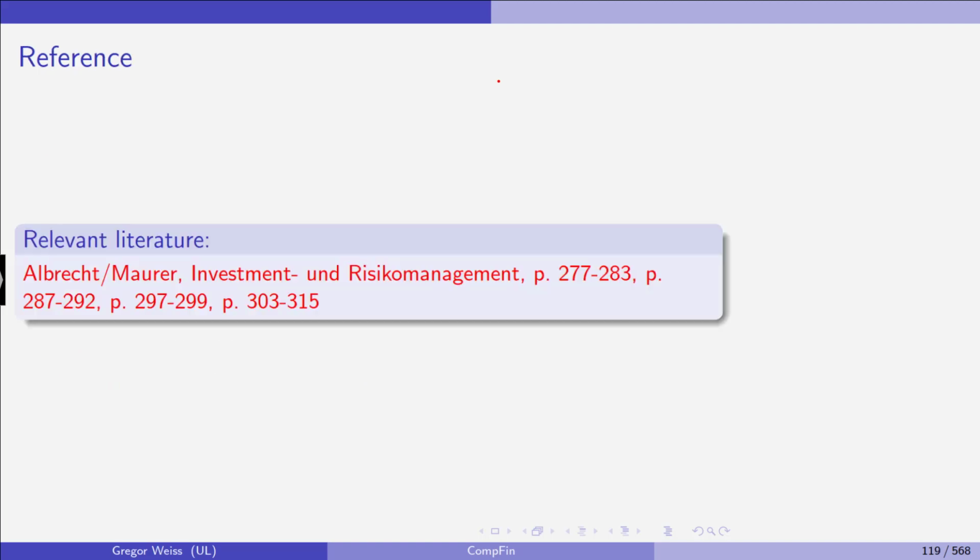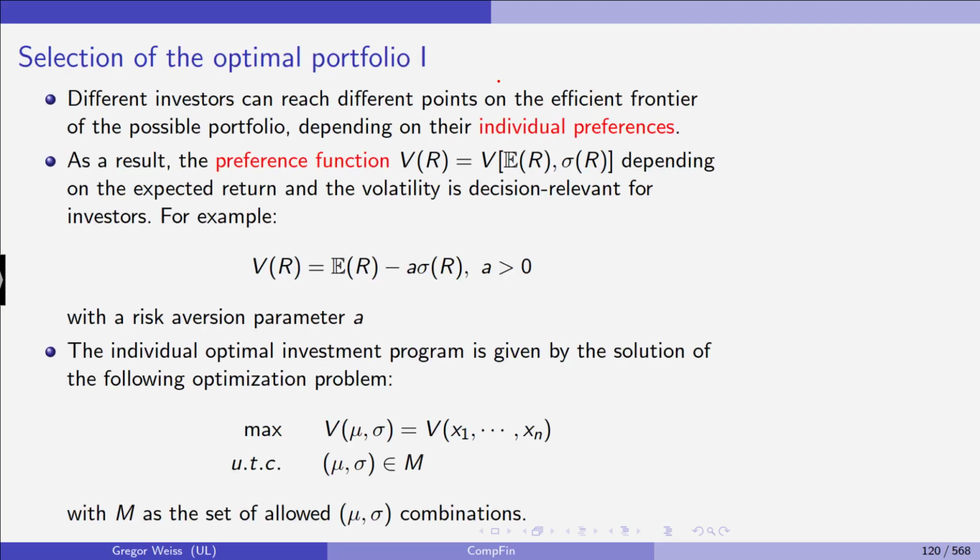So we'll start with portfolio optimization. You can read this part here in the investment and risk management textbook by Albrecht and Maurer. But again, you don't need those textbooks. You can simply have a look at these slides.